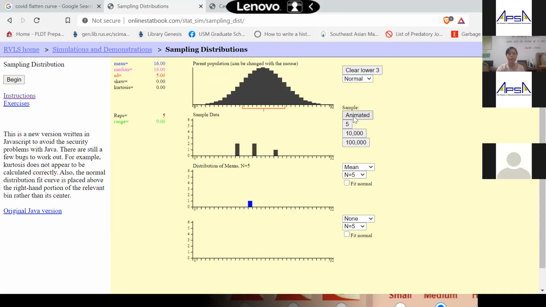Okay, isa pa. What if we get another sample? O, yan yung mean niya. And we get another sample.